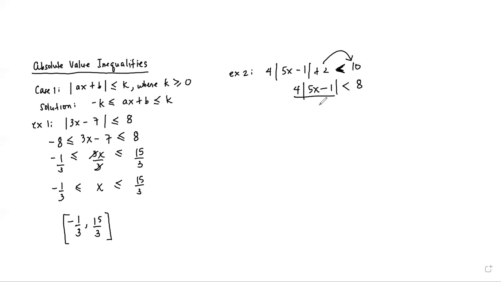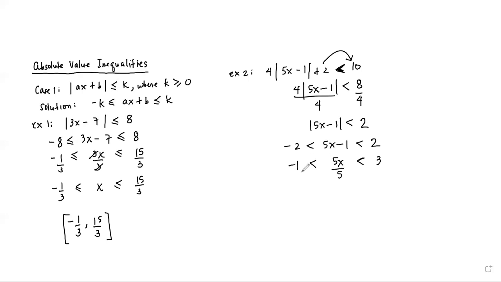And then we're going to divide both sides by 4. So we get the absolute value of 5x minus 1 is less than 8 divided by 4, which is 2. So now this inequality follows the format here in case number 1. So in our solution, this should be negative 2 is less than 5x minus 1 is less than positive 2. So observe that there's no equality symbols in our inequalities. Okay, so to solve for x, we need to add 1 to all of them. And then the inequalities will stay the same.